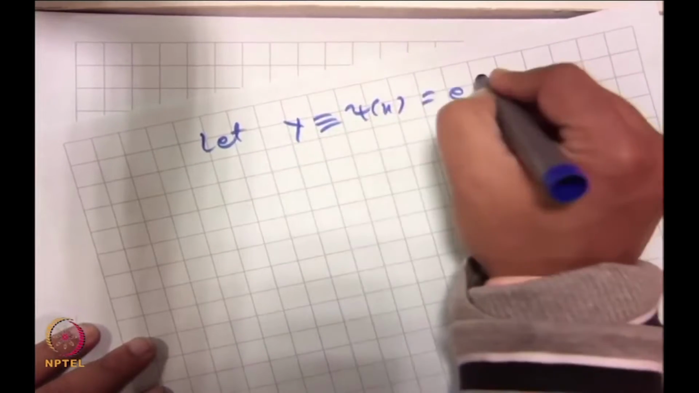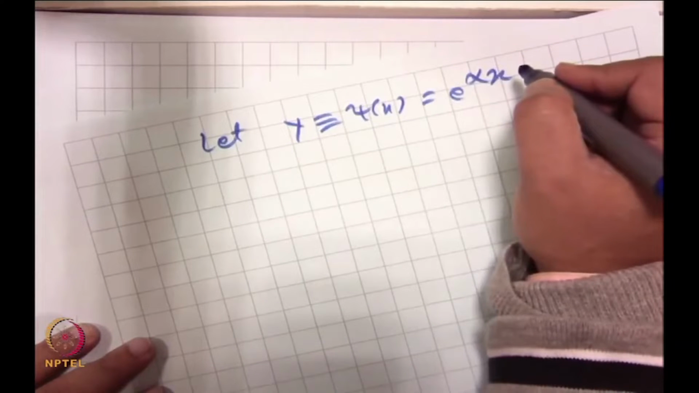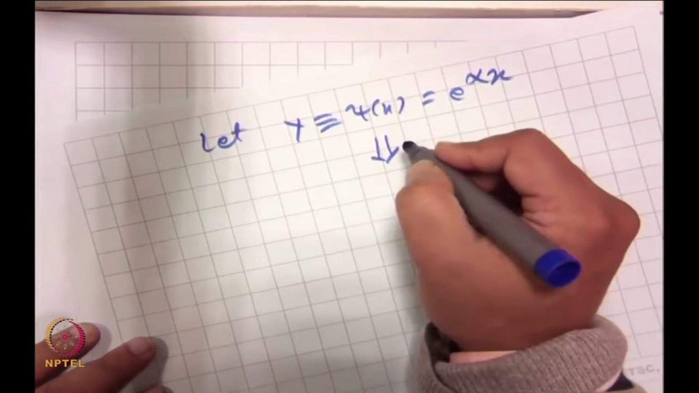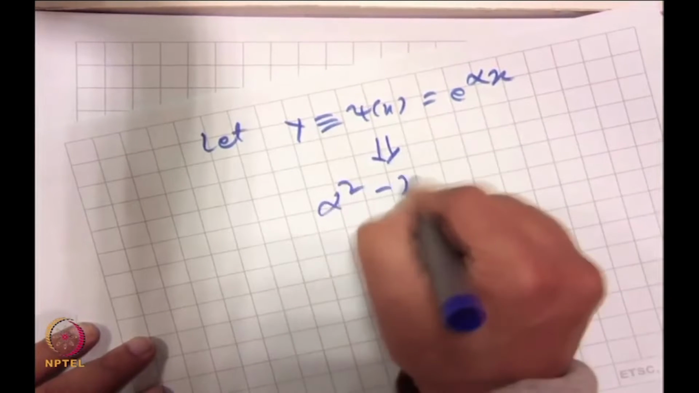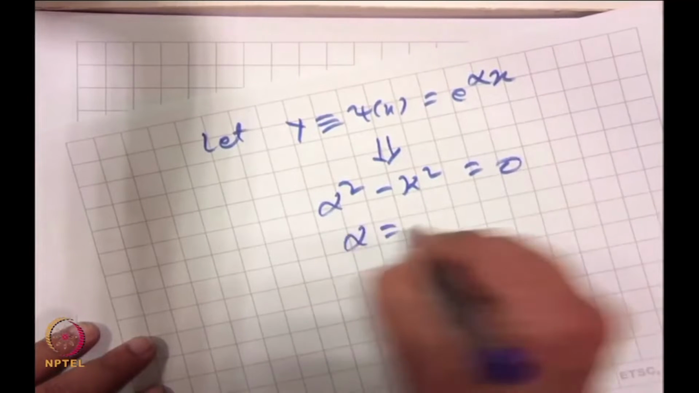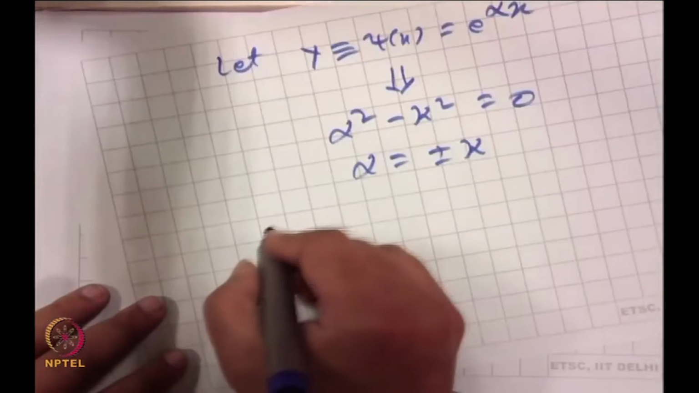be say e to the power alpha x, right, and then what we come up with is, see this you guys should do by yourself, alpha square minus kappa square is equal to 0, and we should get alpha is equal to plus minus kappa, and because both alpha is equal to plus minus kappa would be a solution of the equation, hence what we can write is, what can we write now?